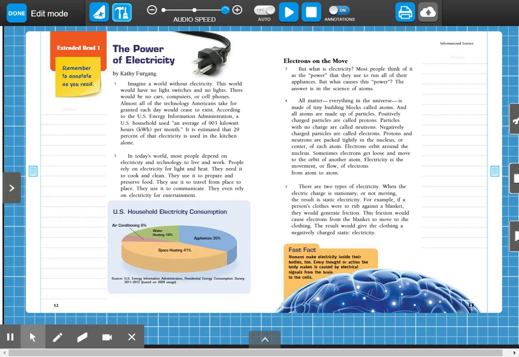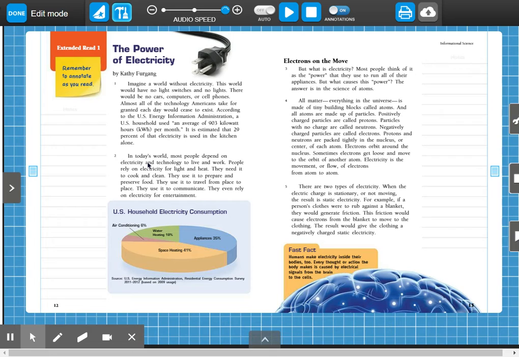In today's world, most people depend on electricity and technology to live and work. People rely on electricity for light and heat. They need to cook and clean. They use it to prepare and preserve food. They use it to travel from place to place. They use it to communicate. They even rely on electricity for entertainment.